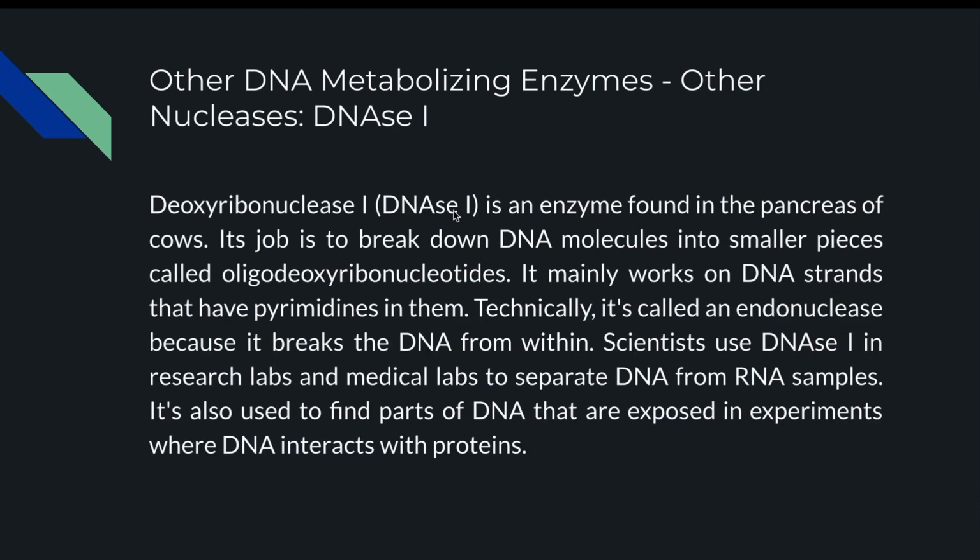DNase 1 or deoxyribonuclease 1, it is an enzyme found in the pancreas of cows. Its job is to break down DNA molecules into smaller pieces called oligodeoxyribonucleotides. It mainly works on DNA strands that have pyrimidines in them. Technically, it's called an endonuclease because it breaks down the DNA from within. Scientists use DNase 1 in research labs and medical labs to separate DNA from RNA samples. It's also used to find parts of DNA that are exposed in experiments where DNA interacts with proteins.